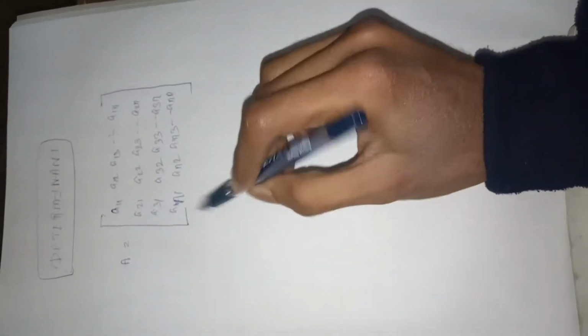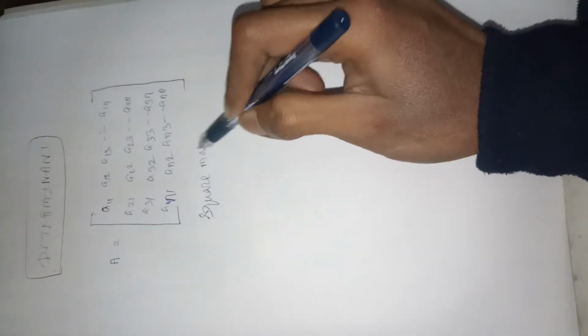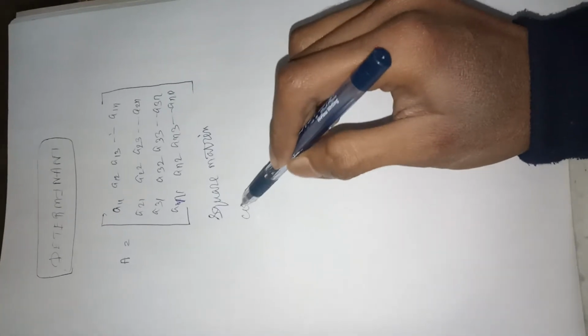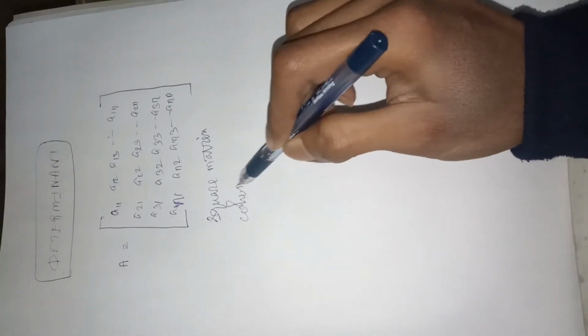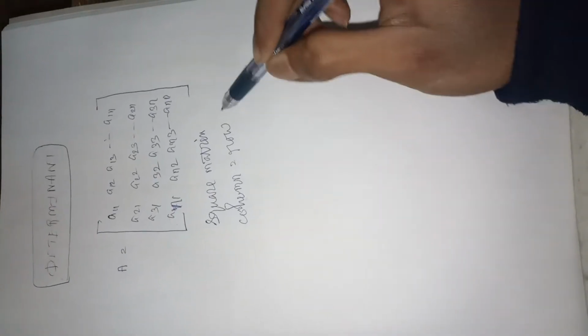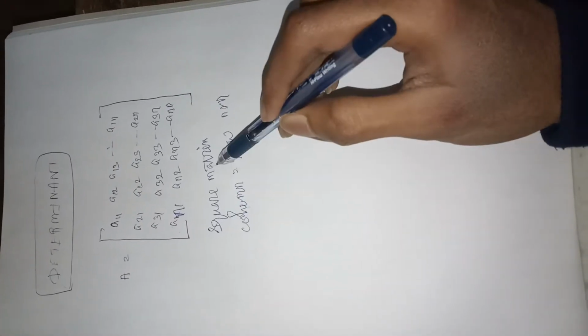This is an example of a square matrix where the number of columns is equal to the number of rows, n cross n. So this is called a square matrix.